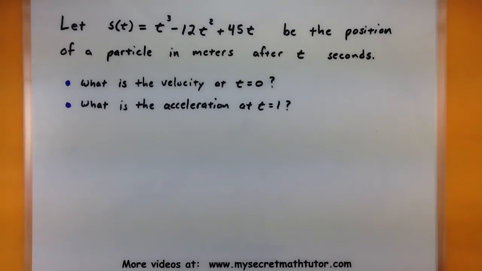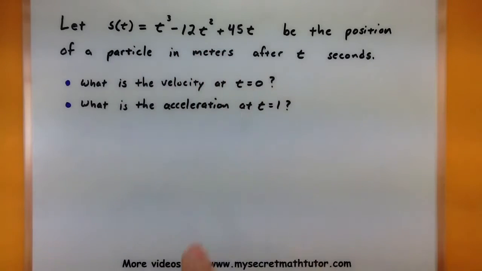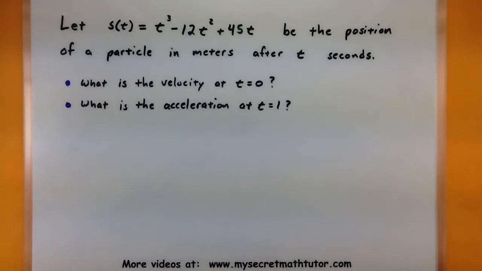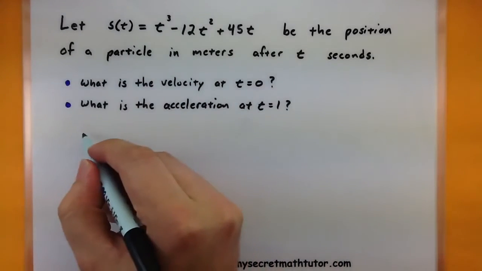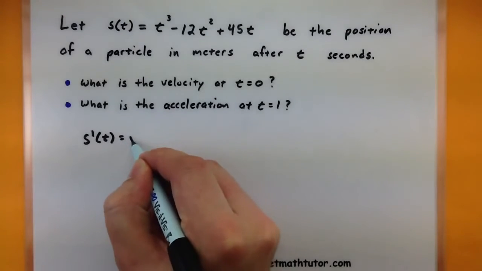For this example, I have a position function, t cubed minus 12t squared minus 45t, and it represents the position of a particle in meters after t seconds. So we just want to answer a few questions about it. First of all, what is the velocity of this particle after t equals 0? Notice how we're getting that key term in here, velocity, and we want to know the first derivative of this position function. So let's find one derivative of this and mark it as our velocity.